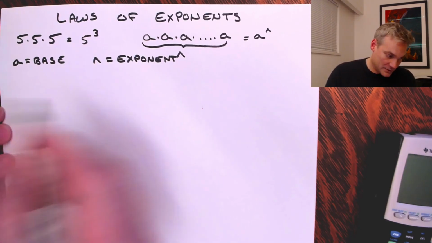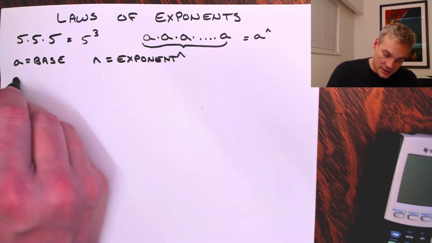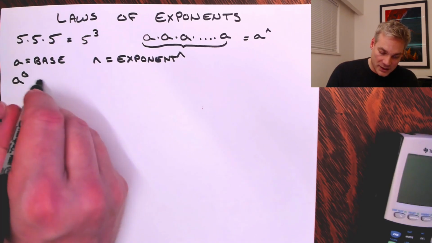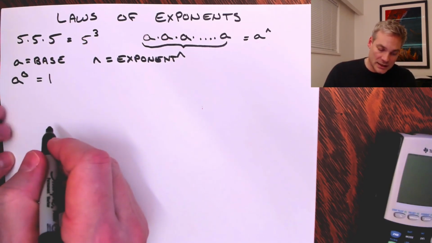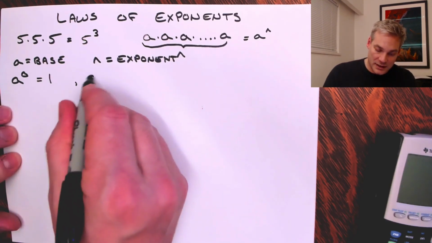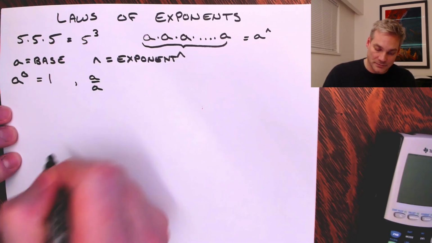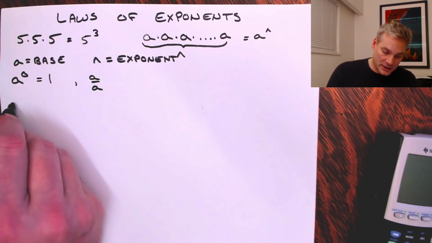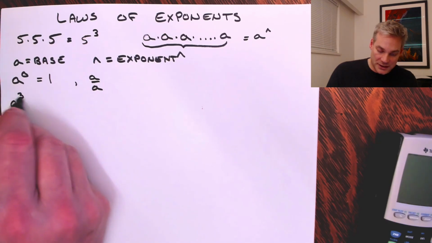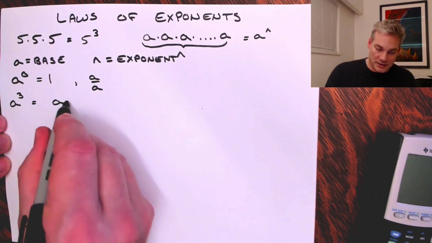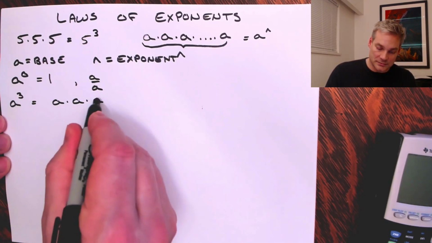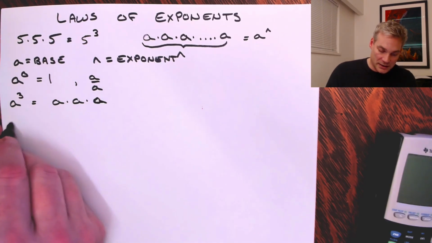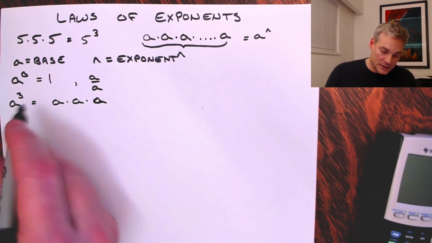So if we have a to the 0, that's just going to equal 1, and that's like what we have a divided by a. Now if we have a to the power of 3, we have a times a times a.